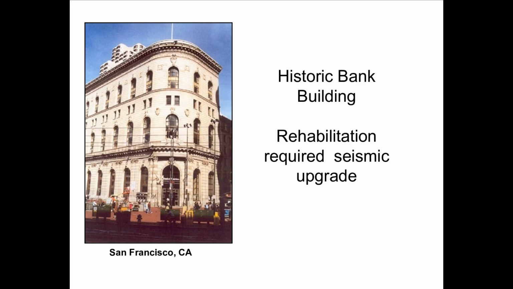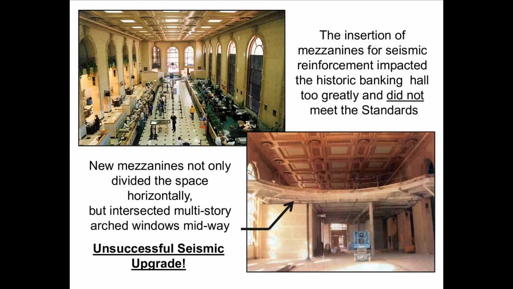So this is a historic bank building with a rehabilitation that required a seismic upgrade. And this is an example of an unsuccessful seismic upgrade. The insertion of mezzanines for seismic reinforcement impacted the historic banking hall too greatly and did not meet the standards. New mezzanines not only divided the space horizontally, but intersected multi-story arched windows midway.